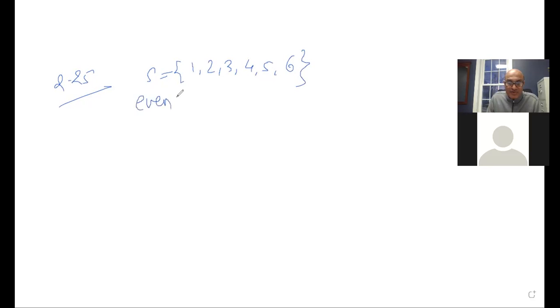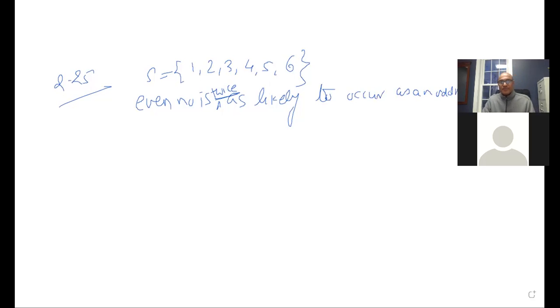Look at this condition. An even number is twice as likely to occur as an odd number, right? That means suppose A1 is the odd number, the probability of this one is 1/6, right? So this is 1/6, but this is the even number. This is the even number, so my probability of this one will be 2/6. This is the odd number, my probability will be 1/6, something like this.